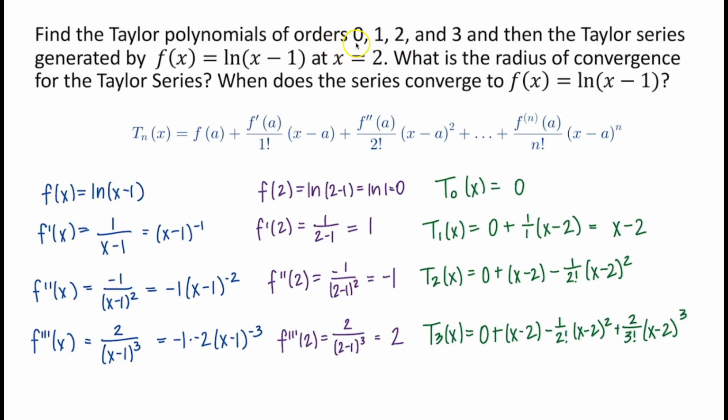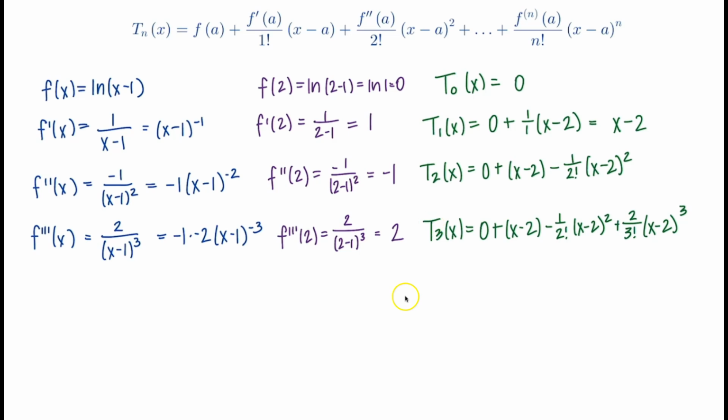Find the Taylor polynomials of order 0, 1, 2, and 3, and then the Taylor series generated by this function at x equals 2. So basically, we need to find a formula for the general term here. For this part, we needed a bit more space. So again, we're going to need to find this type of general term because our Taylor series is going to look like the sum of n equals 0 to infinity of the nth derivative at a over n factorial times x minus a to the n. That's our general Taylor series.